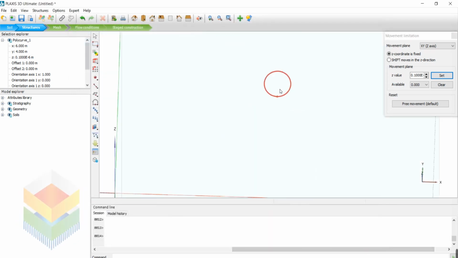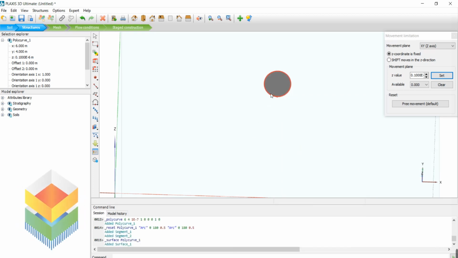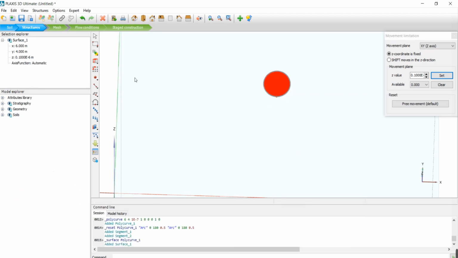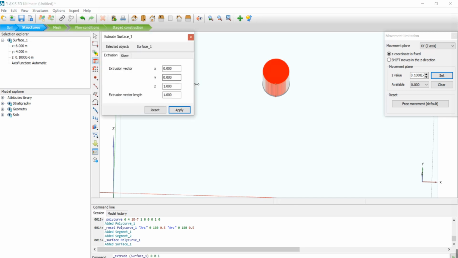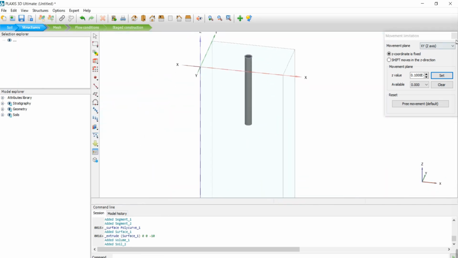Okay, in here you can just create a surface, and for this surface you can extrude it like this. For having specifically a pile, maybe minus 10 is good. So now I have a volume concrete pile.